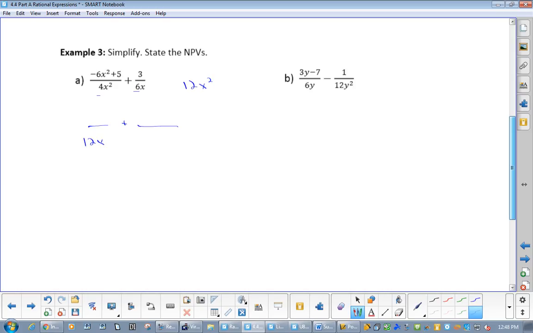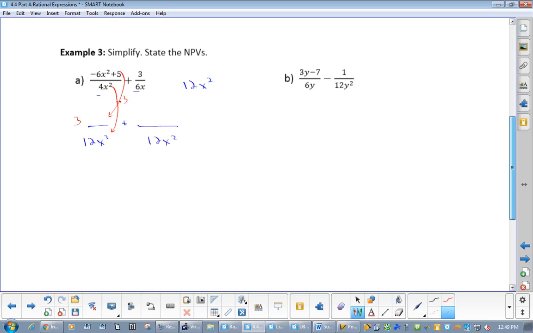So then, we can just go like this. Now, this helps me always keep this stuff straight, because I'm not changing the actual fraction. I am just making it over a common denominator. Now, what do you have to do to 4x squared to get 12x squared? You just got to multiply by 3, correct? So we'll do the same thing to the top.